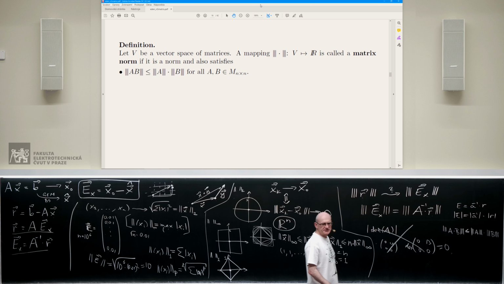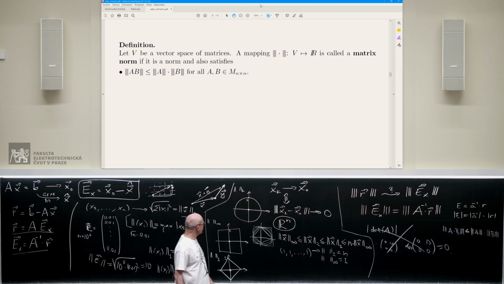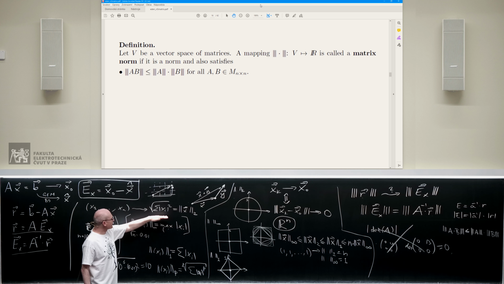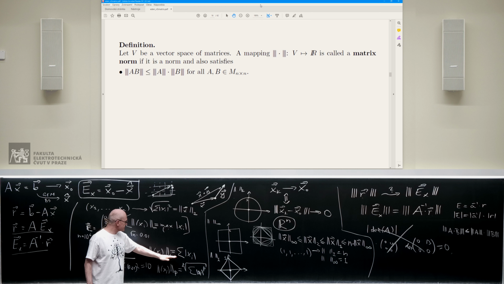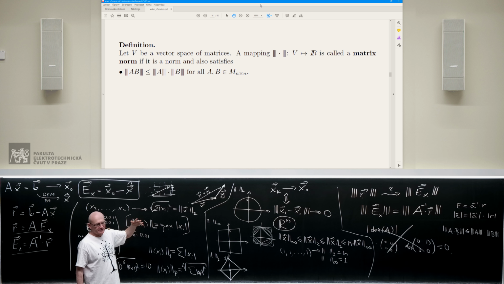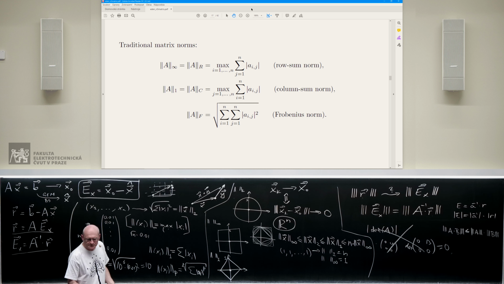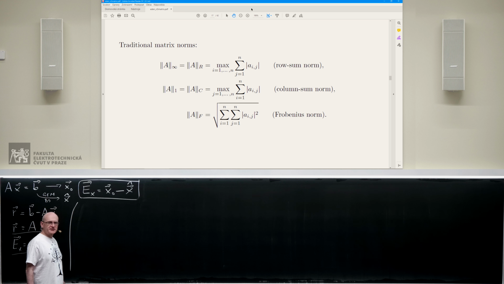So how do we measure matrices? That's a good question. Well, one can look at these examples here at the popular norms and think, okay, why don't I take inspiration here? But it turns out that there are troubles. So in the end, people ended up with something different. Let's have a look at it. Some popular matrix norms. And let's make some room.